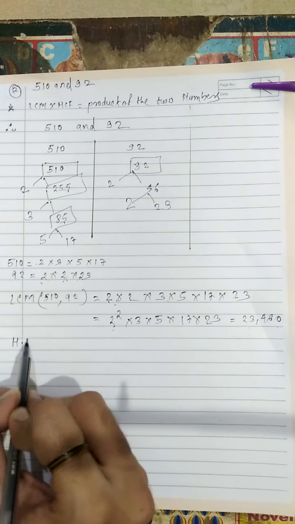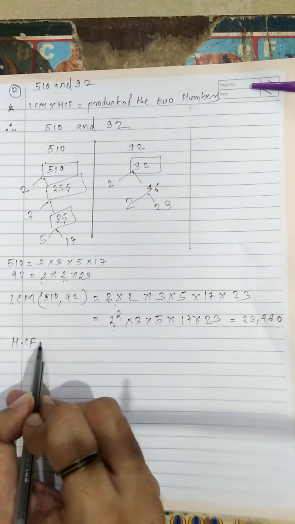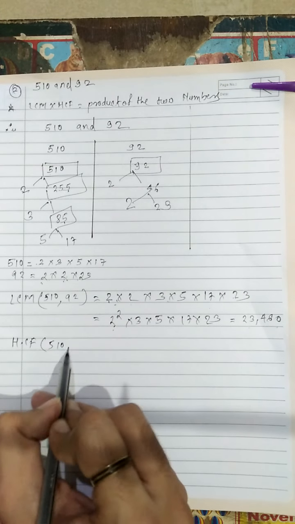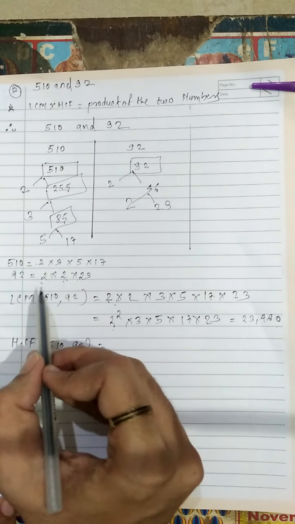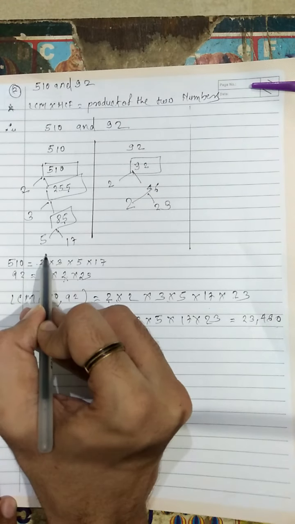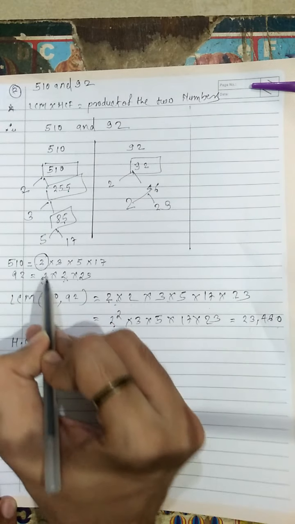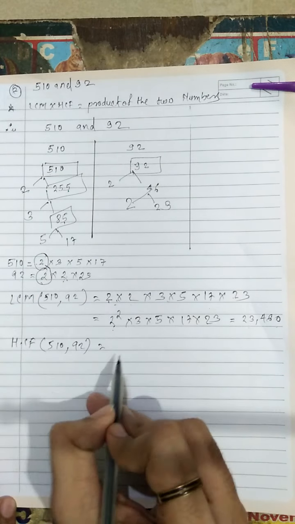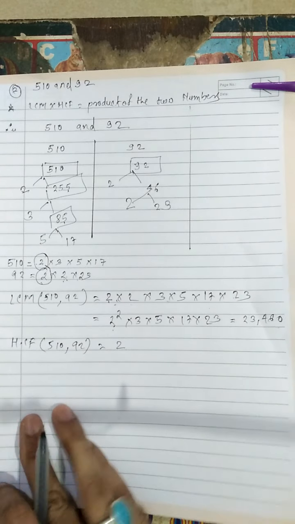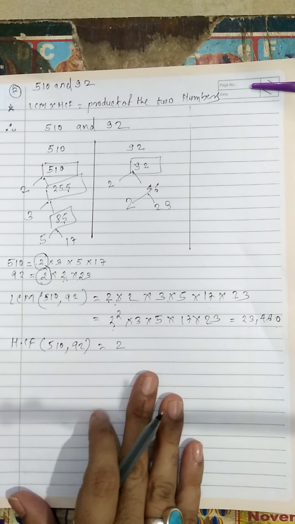Now HCF. HCF is very easy. 510, 92. The common and same number. See, it's very easy: 2 and this 2. So I am writing here 2. Easy. This is your HCF.